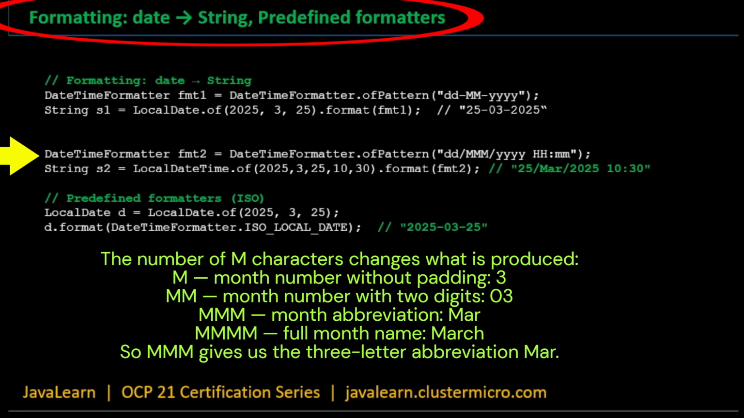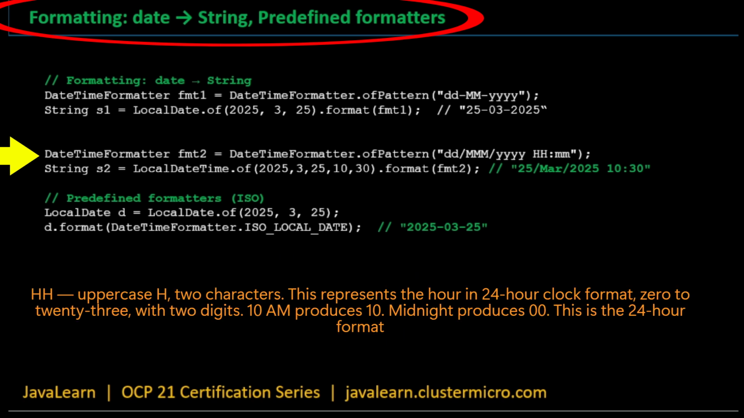Then we have another slash, then yyyy, 4-digit year, 2025, a space, then HH. So uppercase H, 2 characters. This represents the hour in 24-hour clock format, 0 to 23 with 2 digits.